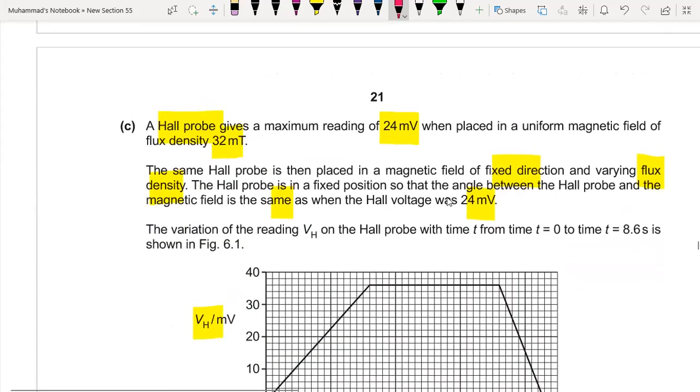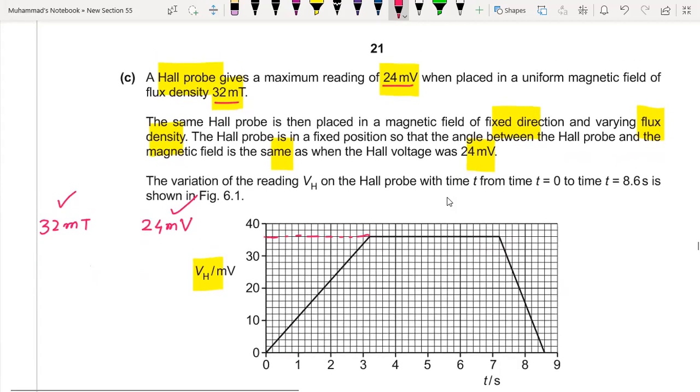We know for the Hall probe that it gives 24 millivolt for the flux density of 32 millitesla. So 32 millitesla magnetic flux density produces Hall voltage of 24 millivolt. And over here in the graph, we are given the maximum Hall voltage, you can easily read.